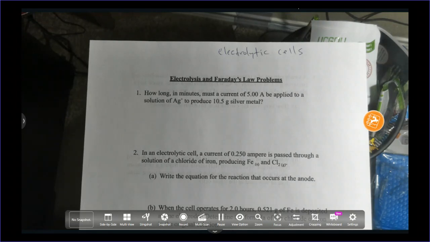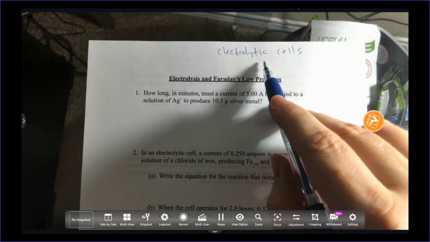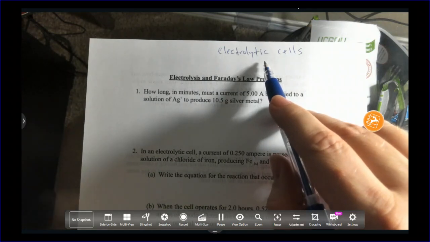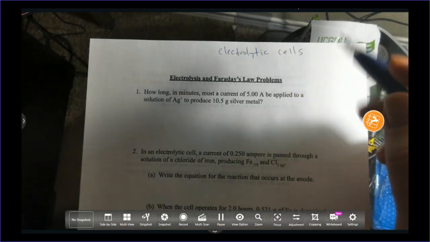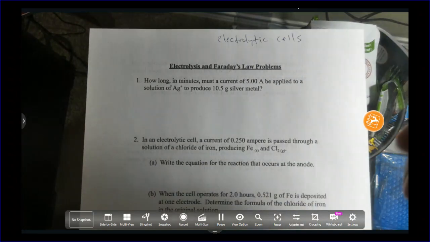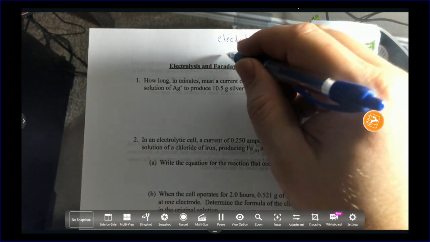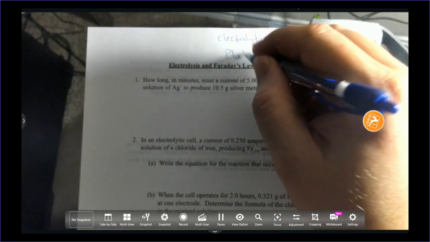So even though they're non-spontaneous, we're turning them into an electrolytic cell by supplying outside voltage, an external voltage source, to pump this reaction full of electrons and force it to go, even though it doesn't want to. And so the most common application of this probably is electroplating.